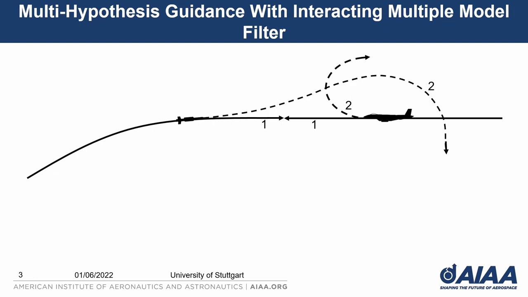Let's assume that by pulling upwards, the interceptor loses too much kinetic energy and thus it's not able to hit the target anymore. In contrast, the multi-hypothesis guidance, as shown in red, chooses a much steeper trajectory because it considers both maneuvers 1 and 2 of the target. By choosing the steeper trajectory, the interceptor can pull down if it turns out that the target is actually following maneuver 1. If it turns out that the target is following maneuver 2, the interceptor can continue on its almost ballistic trajectory and thus it's still able to hit the target.